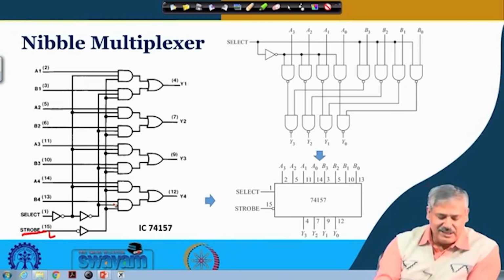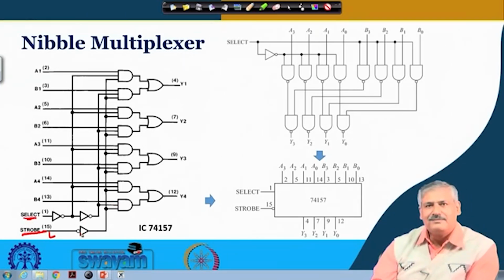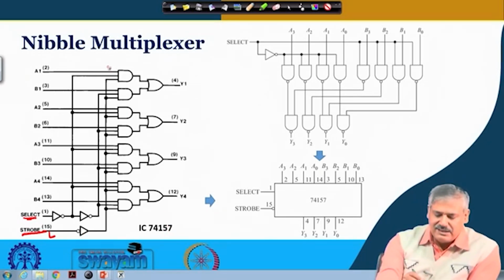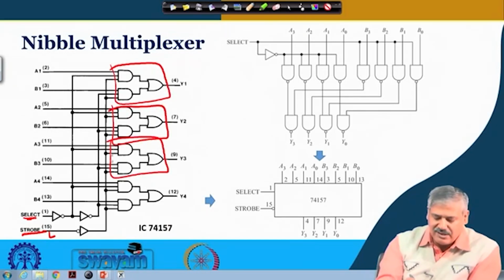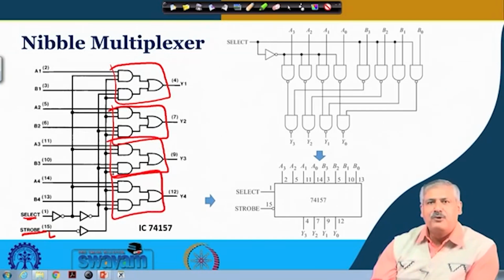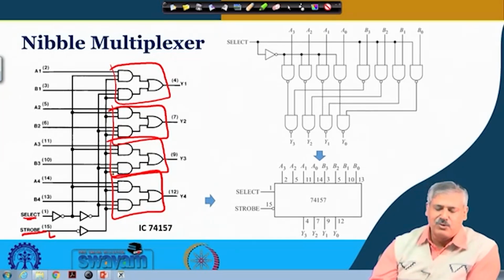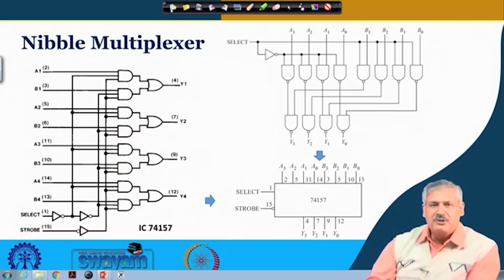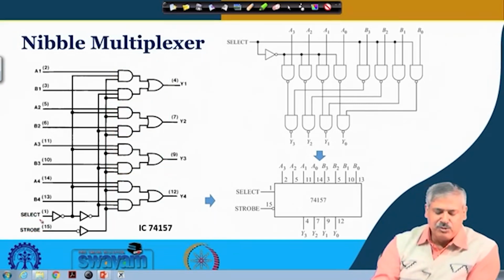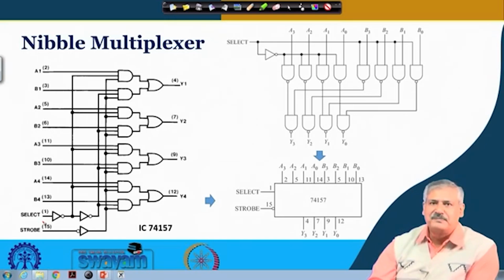The other thing that we see is that there is only one select input. So, with one select input we can get a 2 to 1 multiplexer, and we can see that there is one block over here, another block over here, another, and another. So, 4 2 to 1 multiplexers are there. This is called quad. Earlier we had seen dual, this is a quad. So, these 4 2 to 1 multiplexers are there with one common select and common strobe.